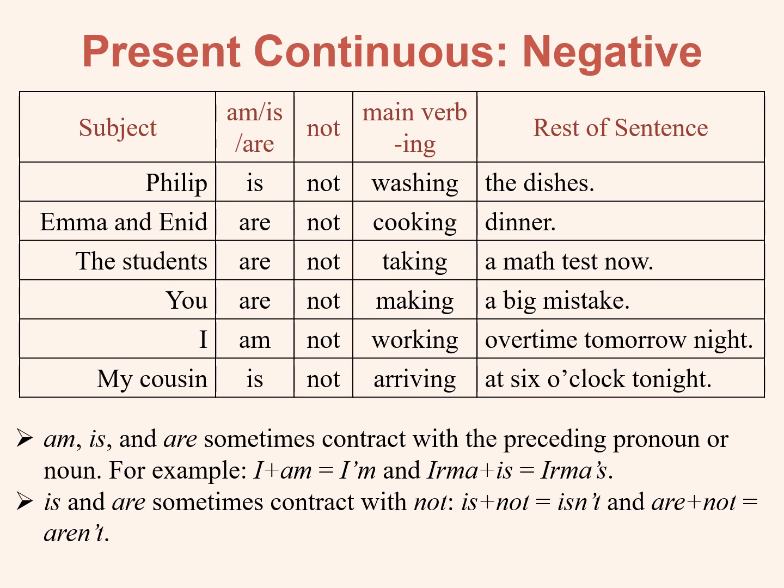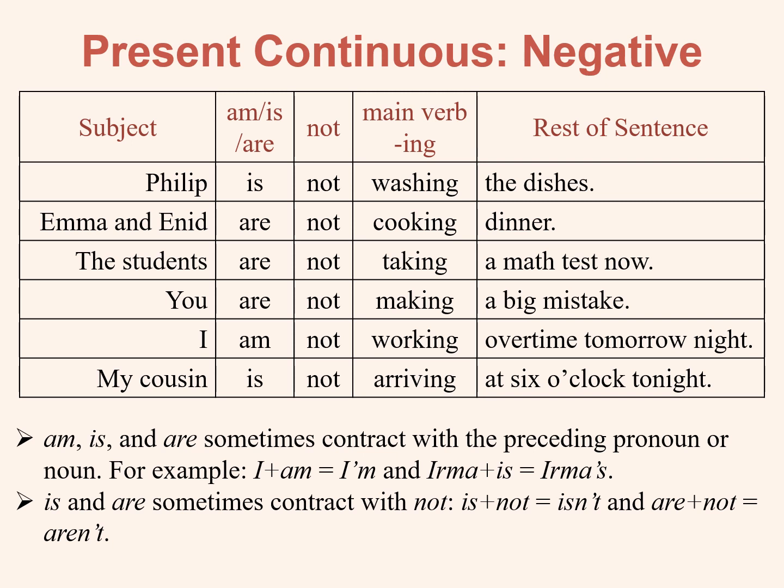To form the negative in the present continuous, we put the word not after the auxiliary am, is, or are. This is the typical way to form negative in English. In English, it is typical to put the word not after the auxiliary, the first auxiliary if there is more than one. So if you look at the example sentences, Philip is not washing the dishes. Emma and Enid are not cooking dinner. The students are not taking a math test, etc.